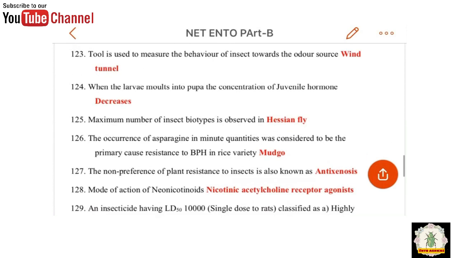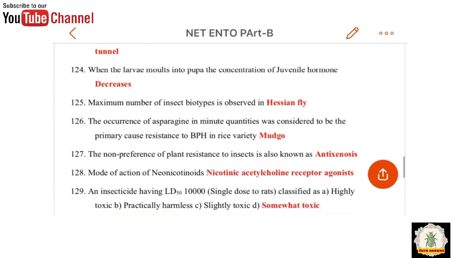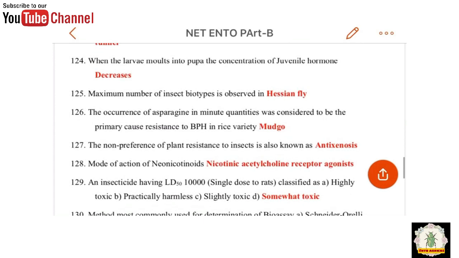What is the mode of action of neonicotinoid? So the mode of action of neonicotinoid is that they are the nicotinic acetylcholine receptor agonist. Next is an insecticide having LD50 10,000 single dose to rats classified as. The options were highly toxic, practically harmless, slightly toxic, and the D option is somewhat toxic. So the correct answer for this is somewhat toxic.